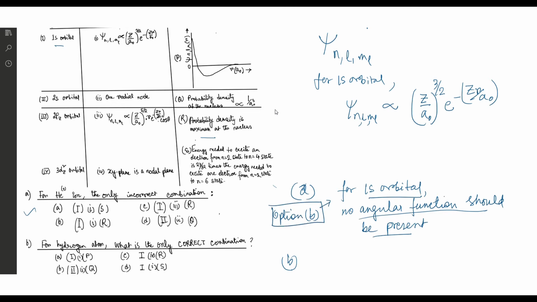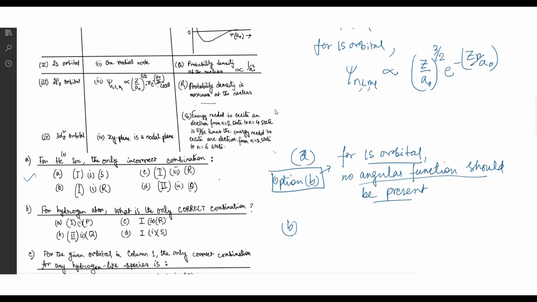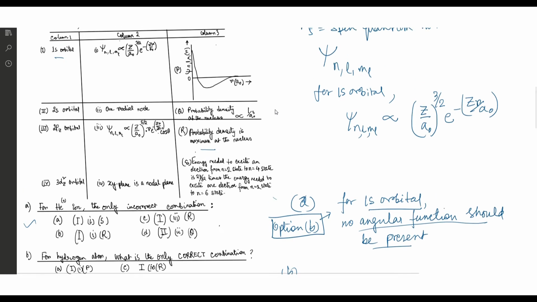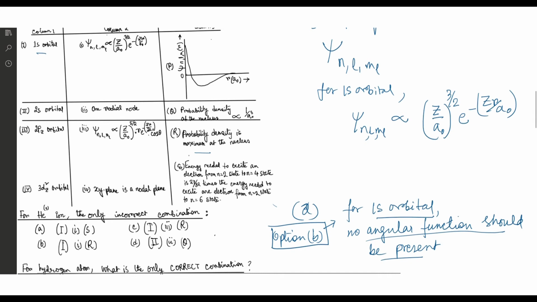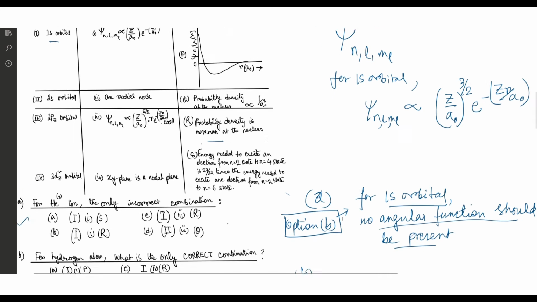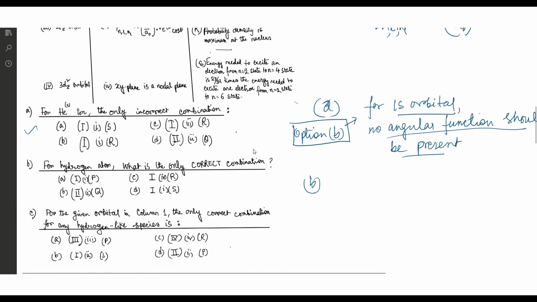Here, R says that probability density is maximum at the nucleus. How can it be? It cannot be. So this is the incorrect combination.